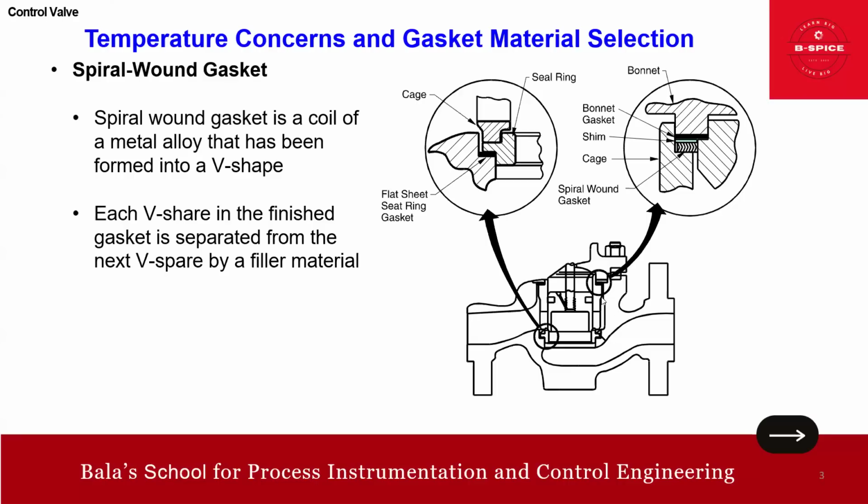This diagram is an exploded view. Sorry, this is the exploded view of this seat ring, and this is the exploded view of the bonnet gasket. Okay, good. So that is the V shape. I think this is a typo error. V shape. So this is about the spiral wound gasket. Of course, I am going to give a summary in the last slide. This is just to explain the construction and design aspects of the spiral wound gasket.